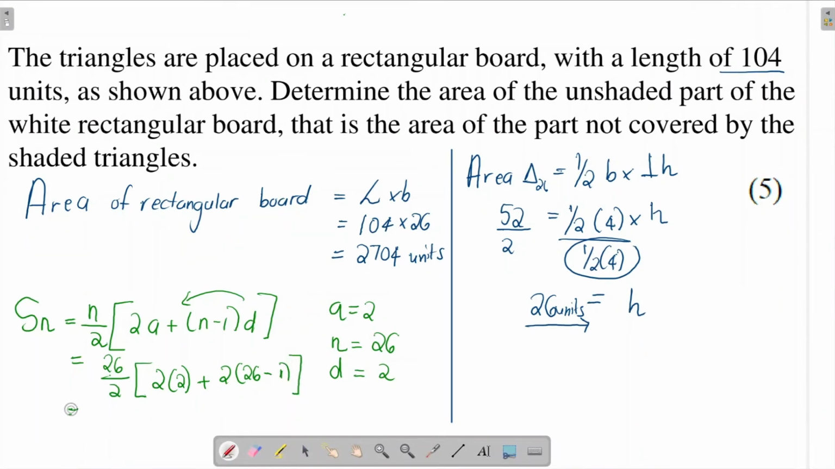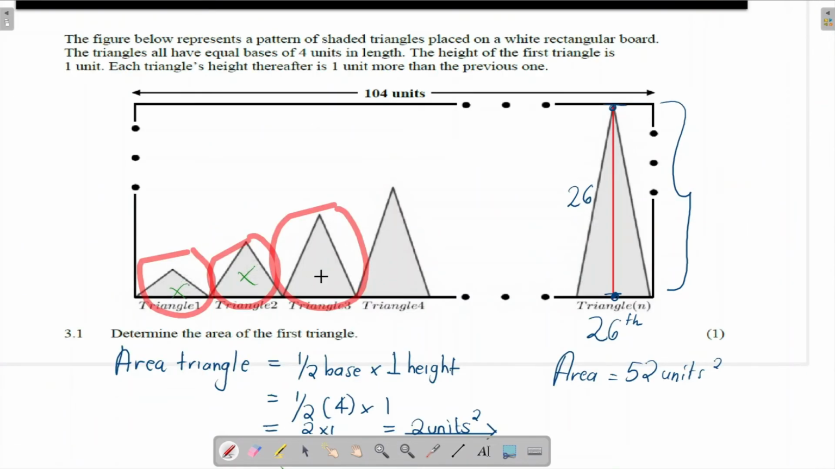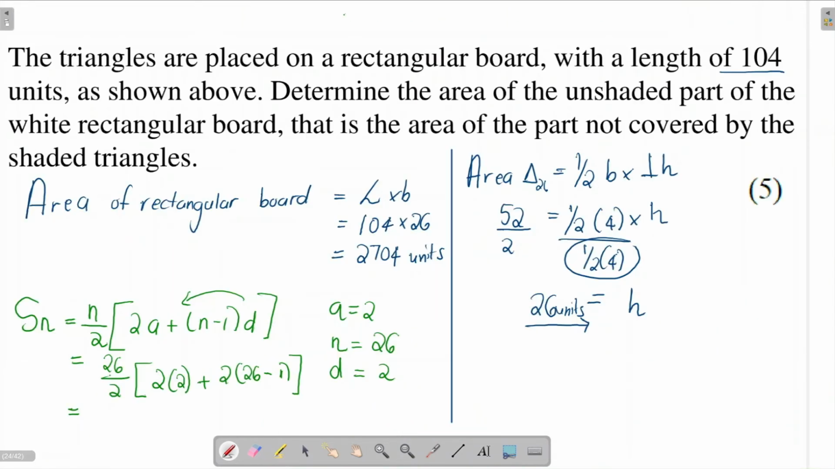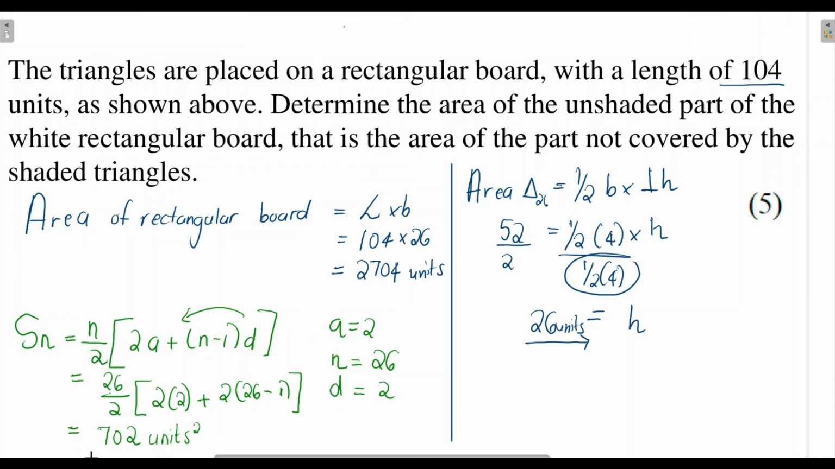If you punch that into your calculator, you'll find that the sum of all the areas of these triangles, going all the way to the 26th triangle, is actually equal to 702. So the sum of the areas of these triangles is 702 units. Now we've got the area of the rectangular board, which is 2,704 units, and the area for the sum of all these triangles.